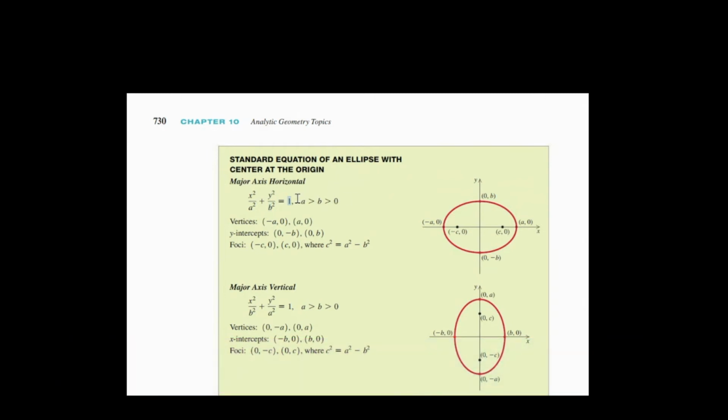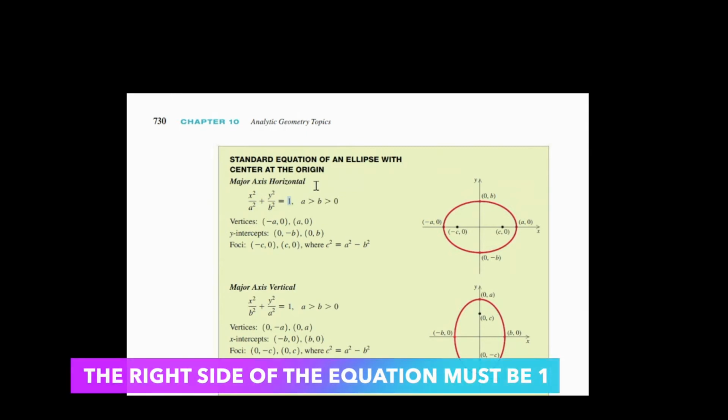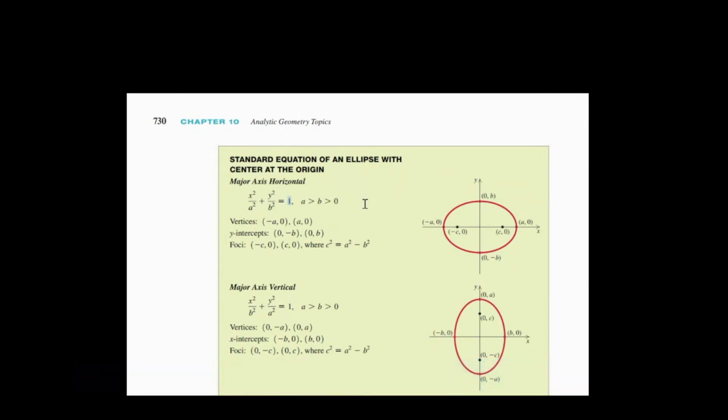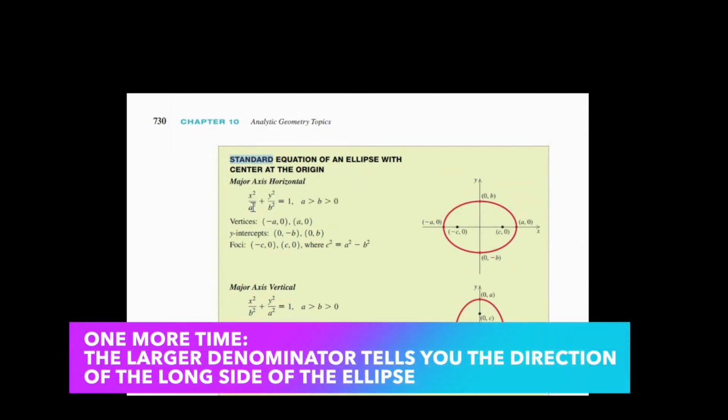And I'm hoping you are taking notes. Make sure that you draw a big arrow here and you say, this must be 1. It has to be 1. If you have an equation and it says equals 7, then you're not done. It might be the formula for an ellipse, but it is not a standard equation. So the standard equation of an ellipse always has a 1 here. Always has a 1 here. And the whole idea here is the thing that's bigger, well, what's it under? It's under the x.